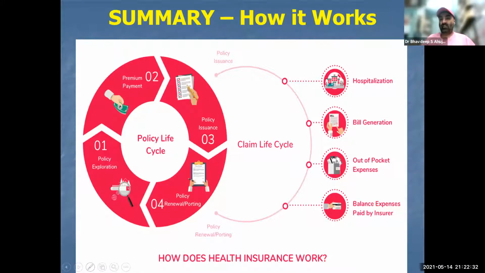We know hospitalization, bill generation, out-of-pocket expenses, and balance expenses paid by the insurer. So policy exploration, premium payment, policy issuance, and renewal. From policy issuance, this is the process. This is the claim life cycle, or we call it the CLC. If you're not happy here, you can opt for policy renewal, or you can port it out to another provider.